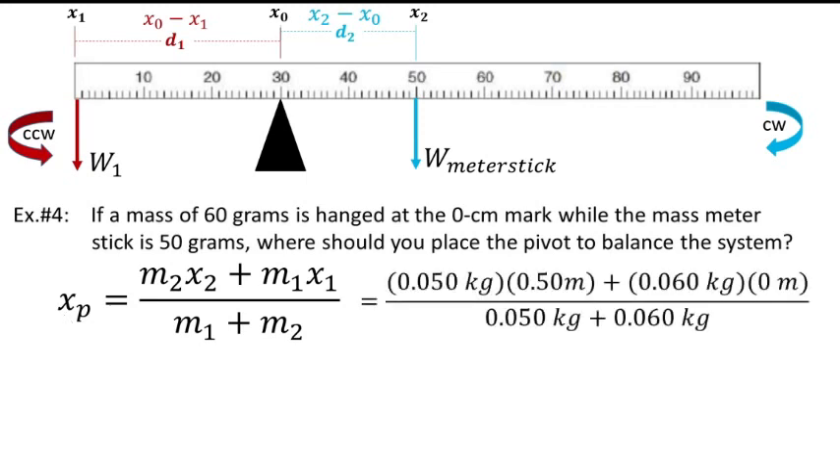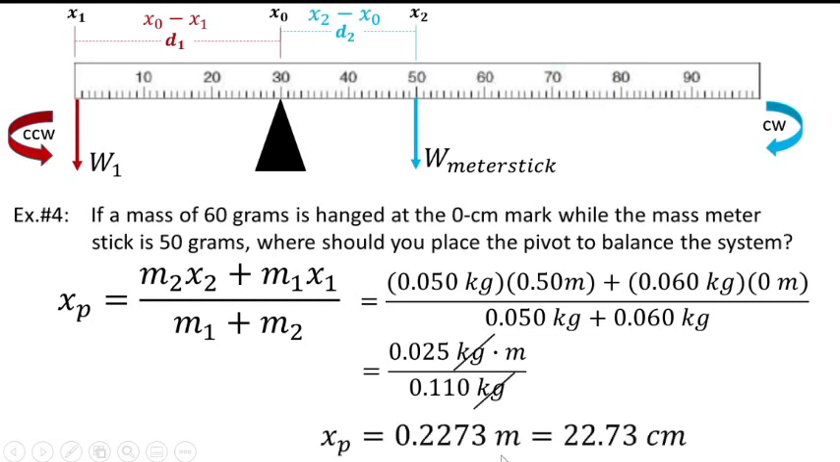And if we place our givens, so that is M2, based on M2, that is the weight of the meter stick times its position, so it is at 50 cm, plus the weight of mass 1. So, the weight of mass 1 is 0.60 kilogram, and its position is at 0, so I put 0 meters, divided by their masses. And hence, that is 0.025 kilogram meters, because this will become 0, divided by 0.110 kilogram, and the kilogram cancels out. So the answer will be 0.2273 meters or 22.73 cm.